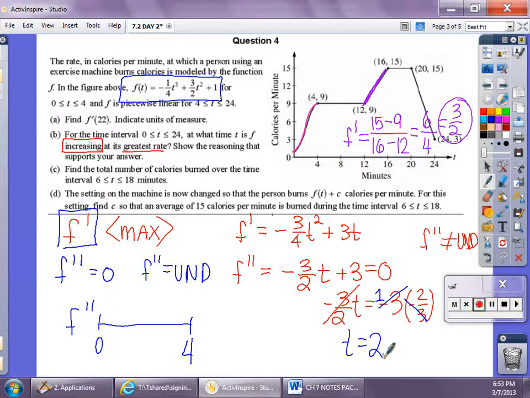So at t equal to 2, I know my second derivative is 0 because that's what I solved for. If you want to go and double check, we can double check that this is even going to be a maximum by substituting in the value 1 into the second derivative, which is right here.